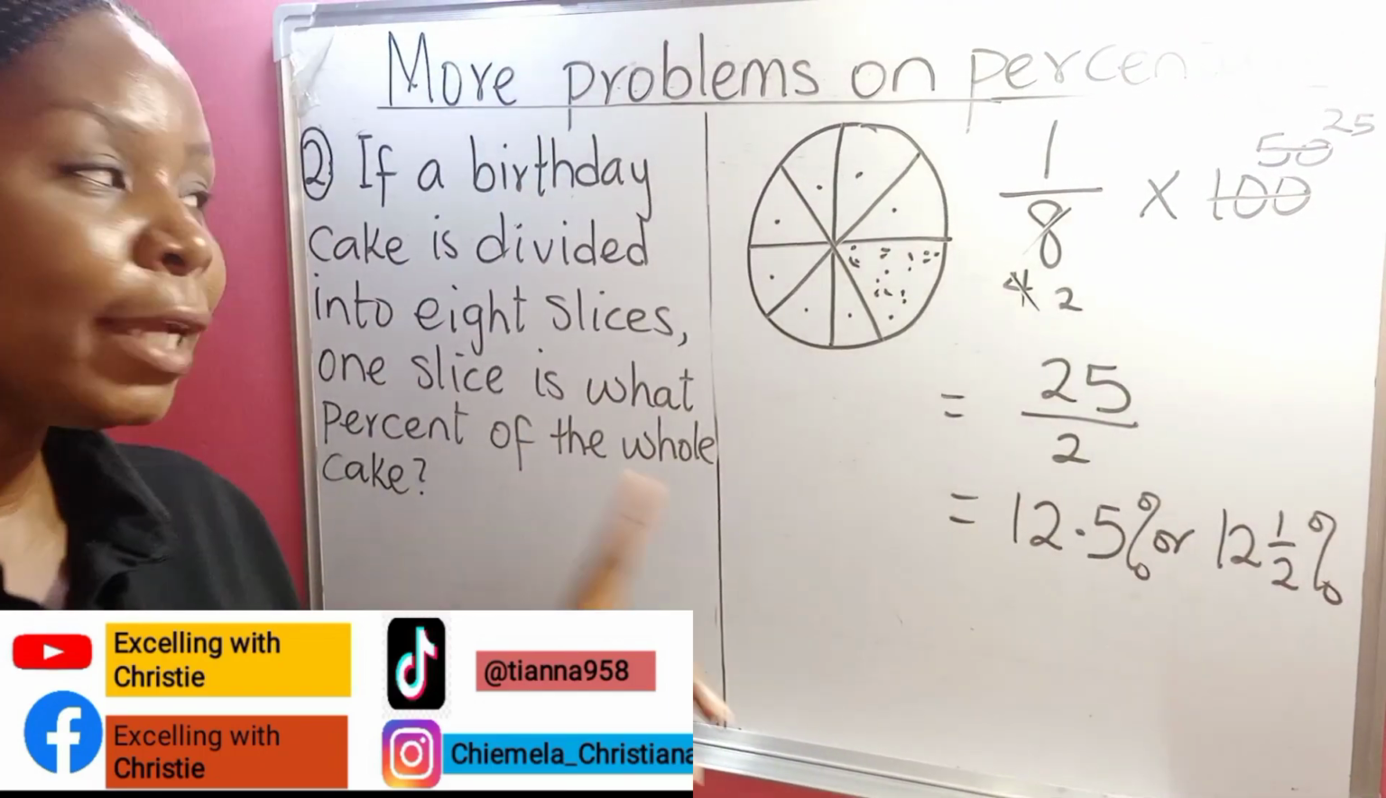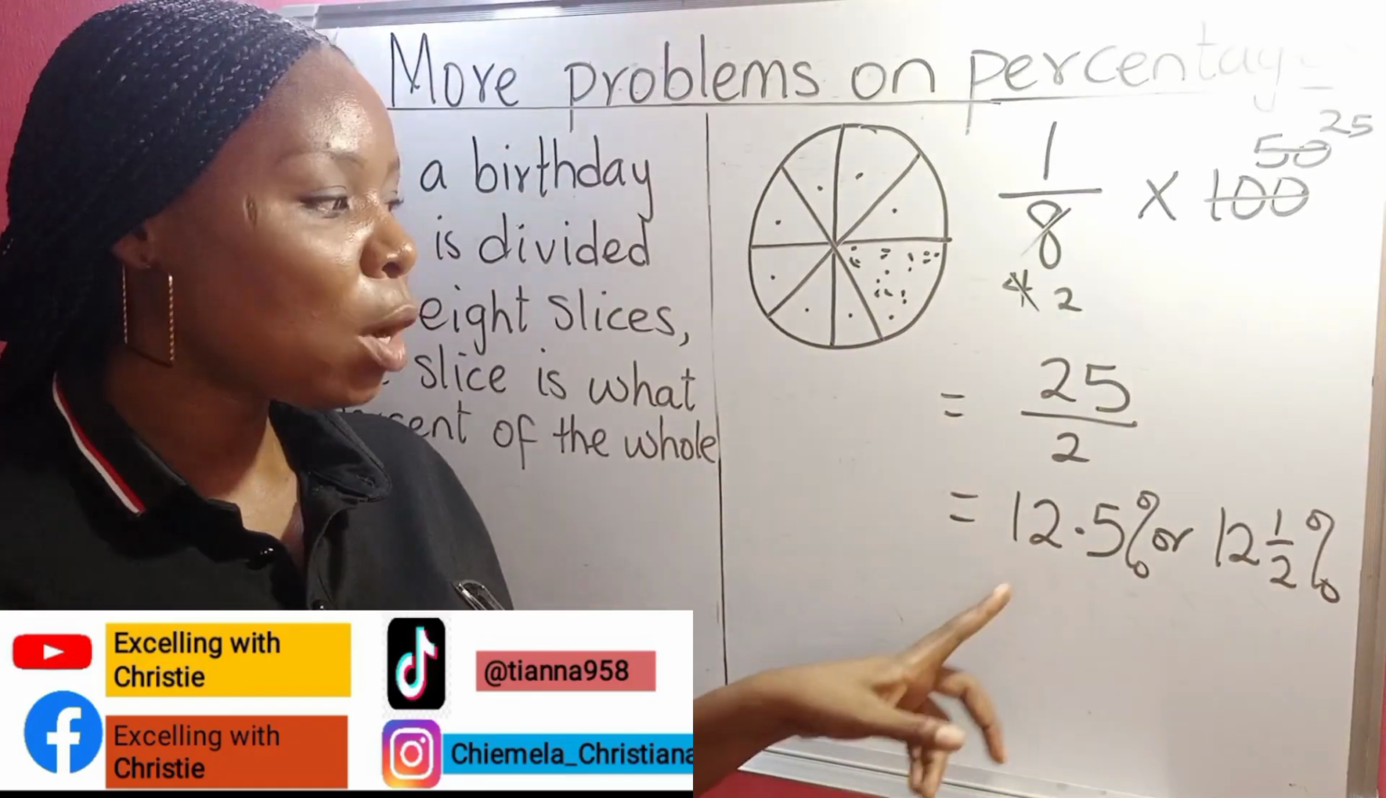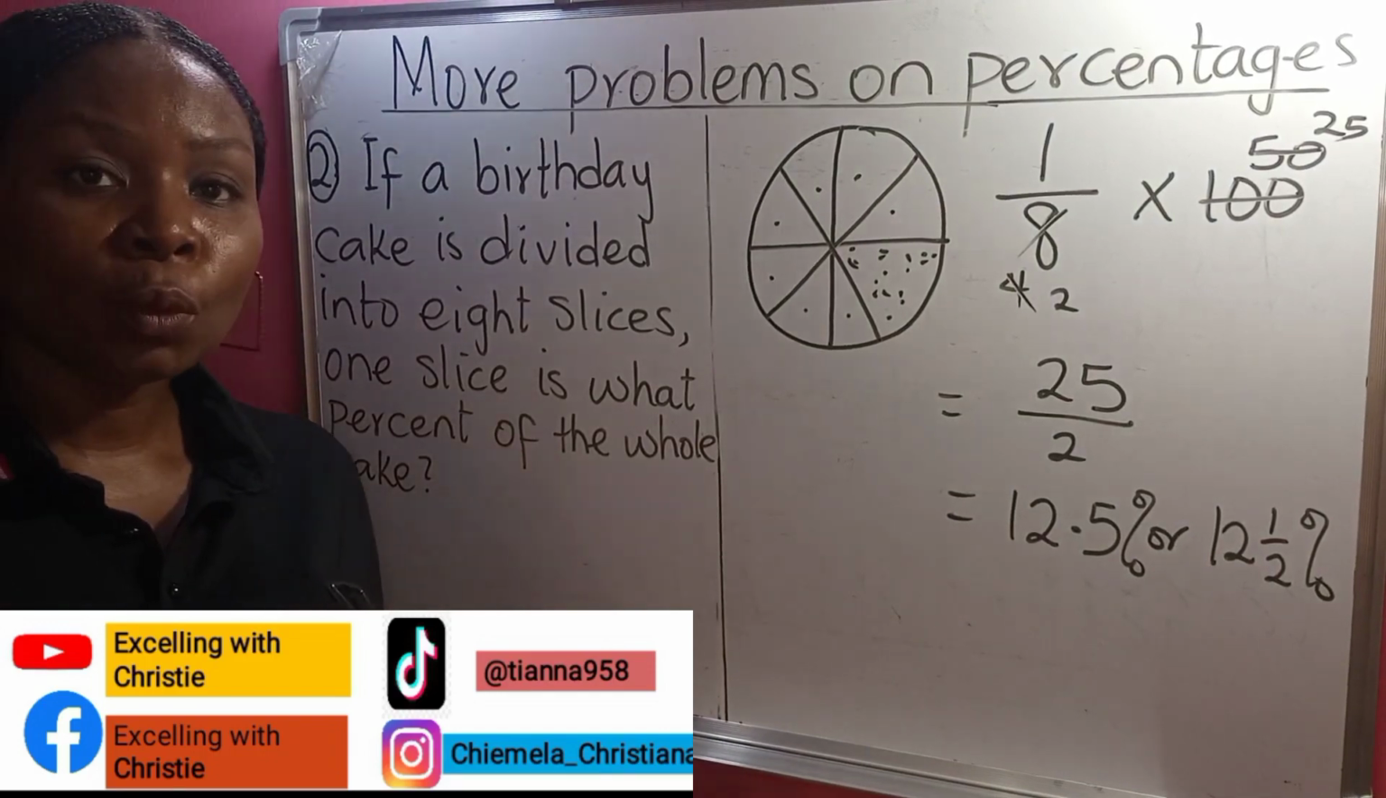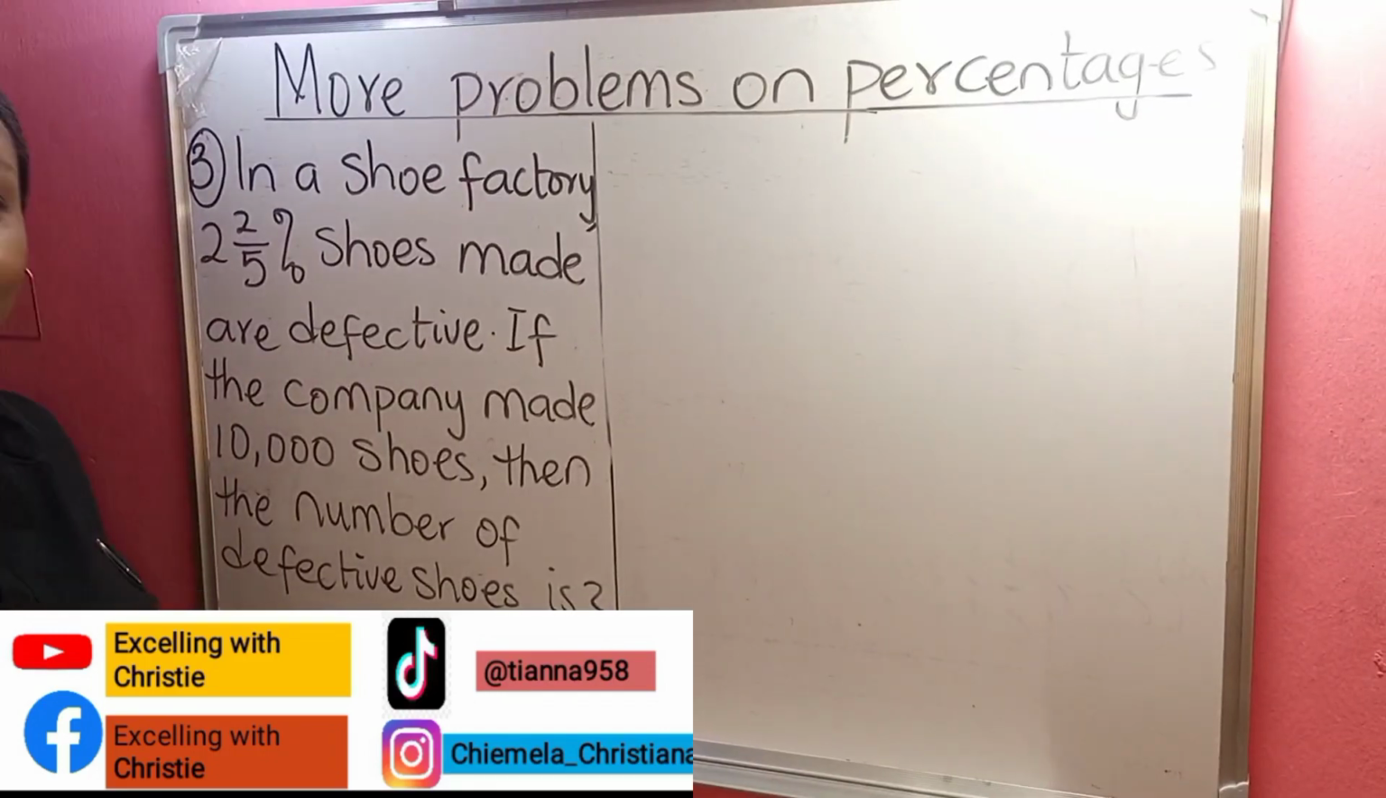So one slice of this cake is 12.5% of the whole cake. It is very simple, easy peasy. Okay, here is a third example.